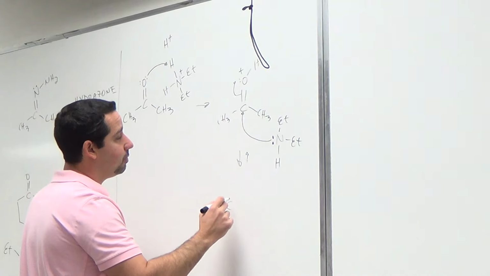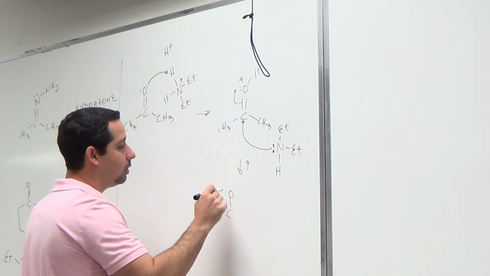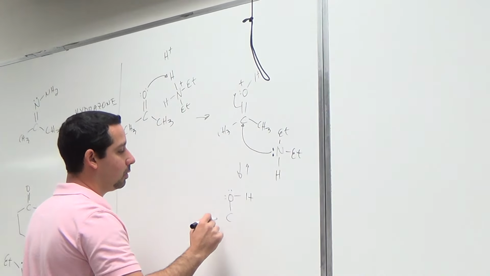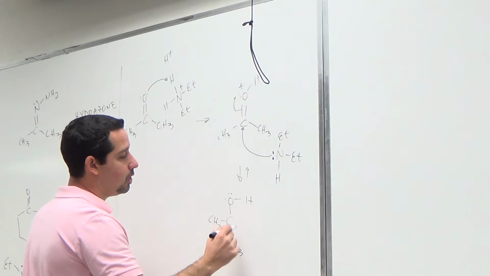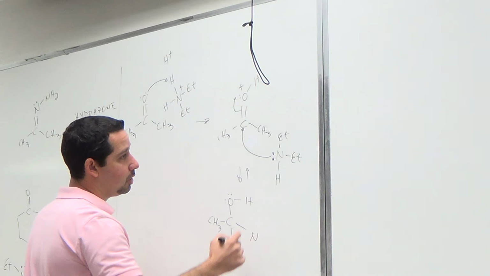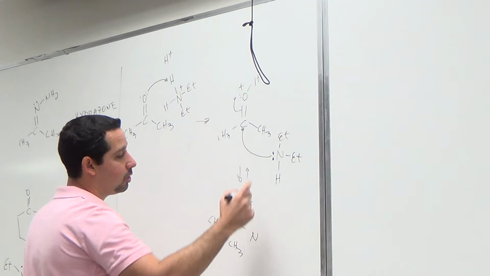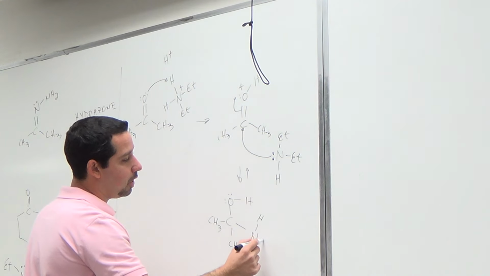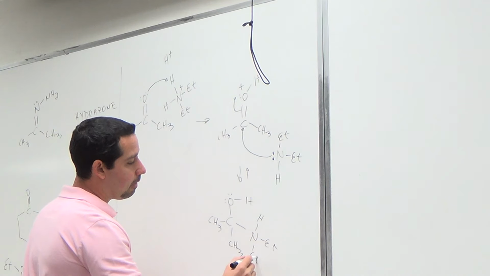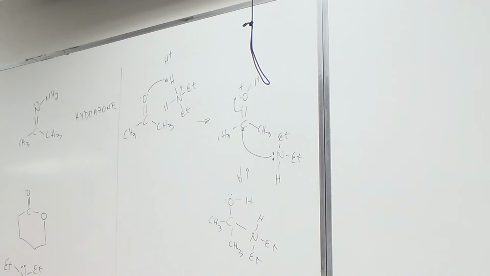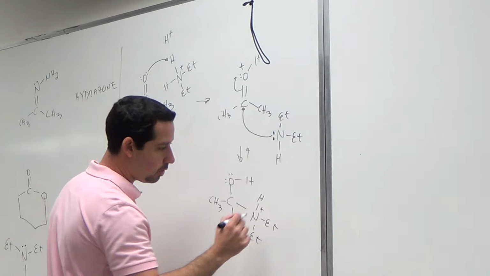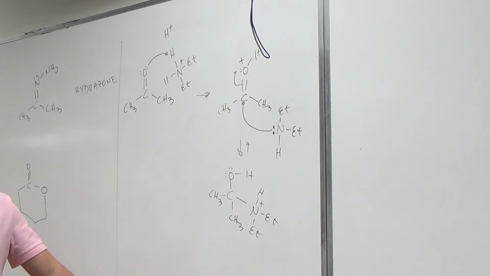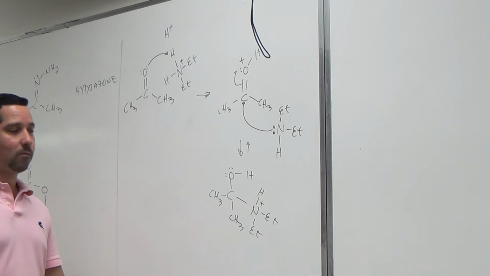What do we have now? We have oxygen, CH3, then CH3. And the nitrogen, with a hydrogen and ET, and a plus on the nitrogen. The formal charge on the nitrogen is positive. Plus. No negative charge. Okay?